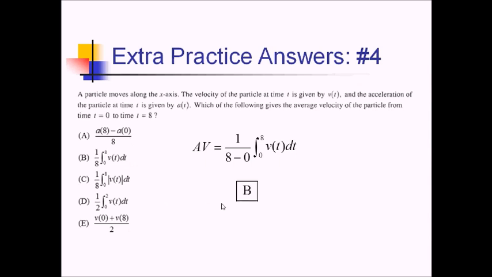Now just looking at some of the runners up here, choice A, this was the average rate of change of acceleration, so that doesn't really help us. Choice C was kind of close, but this is the average speed since we have the absolute value in there. And choices D and E were just complete nonsense, so B it is.